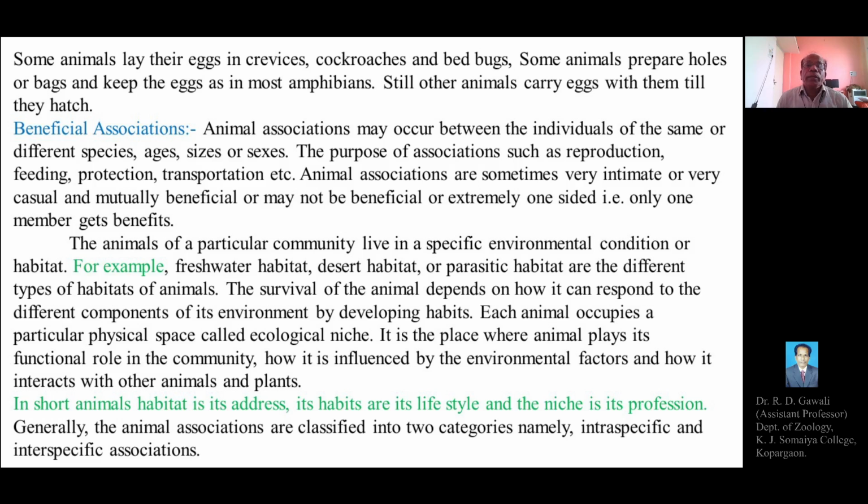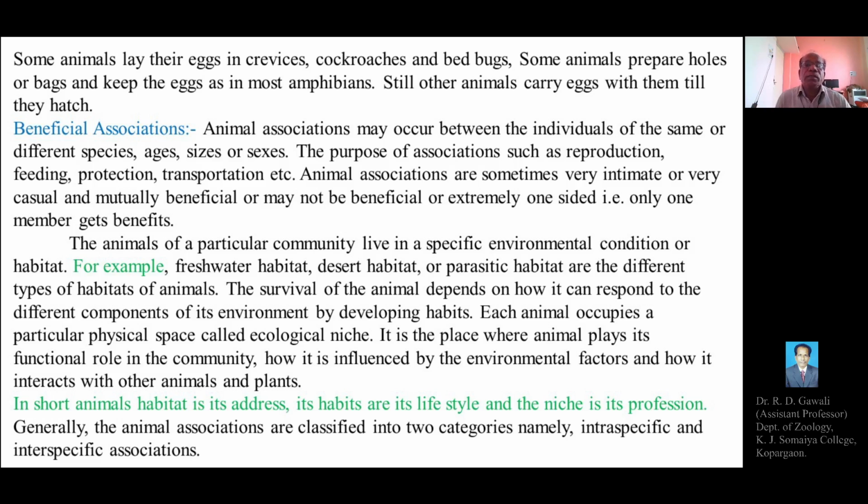Today we are going to explain the next point, that is beneficial associations, or the relationship between the various organisms of the community. So the animal associations may occur between the individuals of the same species or different species, ages, sizes, or the sexes. Means the animal association can occur between the individuals of the same or different species or variable age, size, and the sexes.